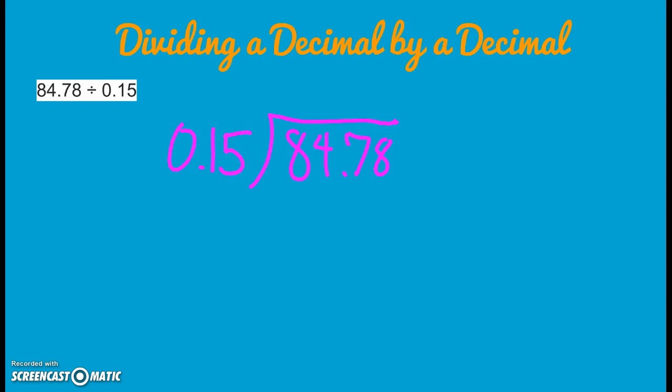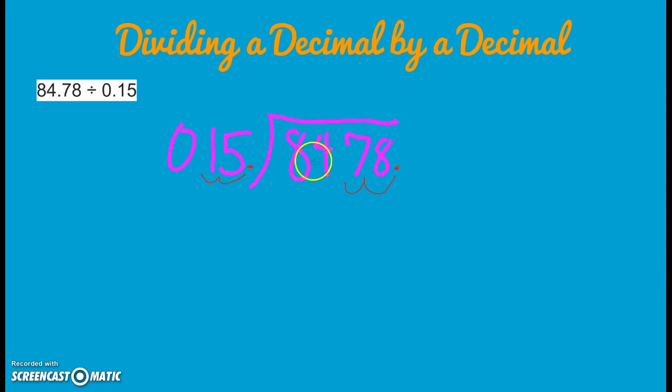Remember, first step when dividing by a decimal is I have to move it 2 places in this situation. So I'm moving my decimal, which means I have to move my decimal in my dividend as well, 2 places. So it's going to go right back here. Erase that. Now we are ready to solve this thing.